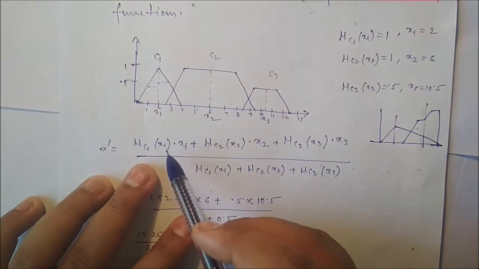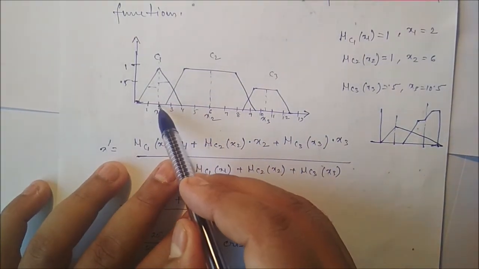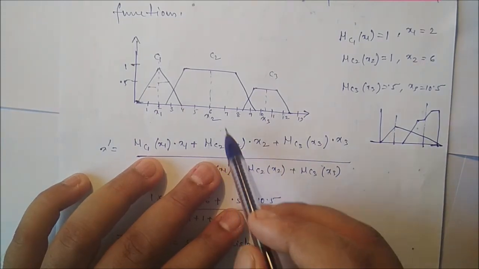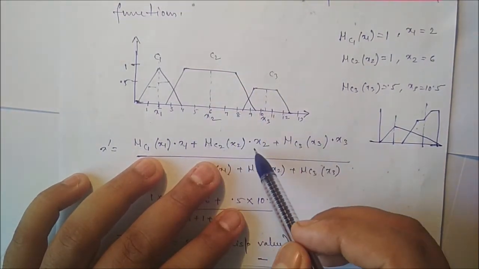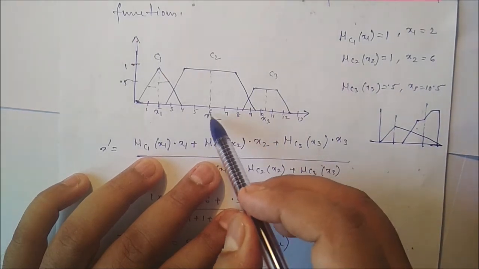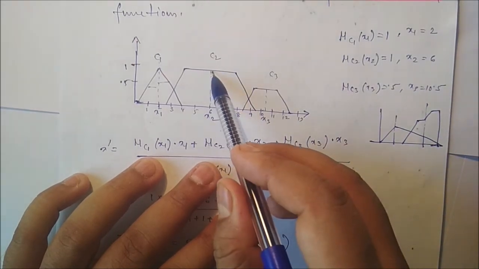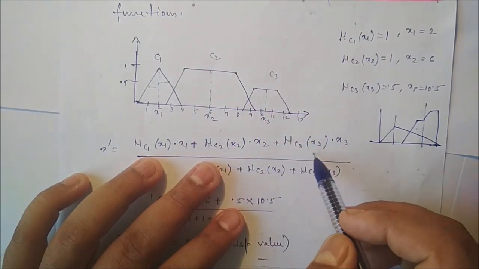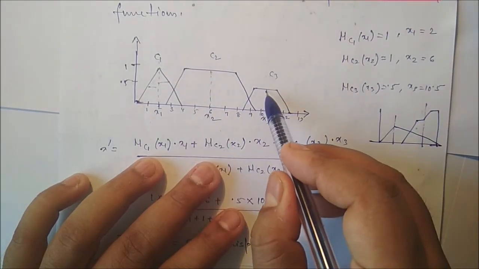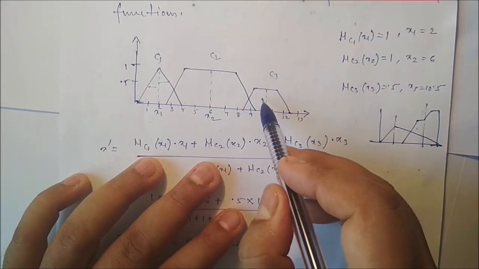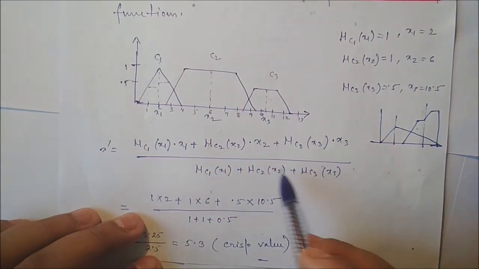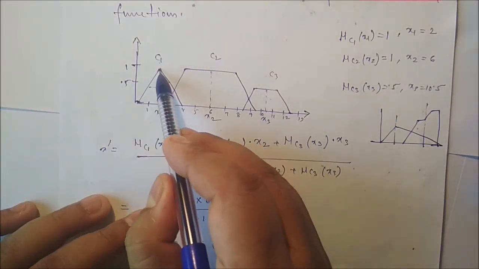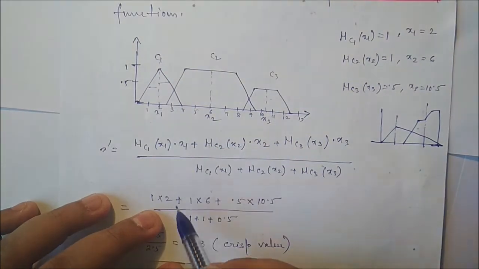So for this one, mu c1(x1) into x1, where x1 is the middle point. Similarly, mu c2(x2) into x2, where x2 is the point of maximum membership value. Similarly, mu c3(x3), when it is maximum. And it is divided by the sum of the membership values. So here we can say it is 1 into the area.